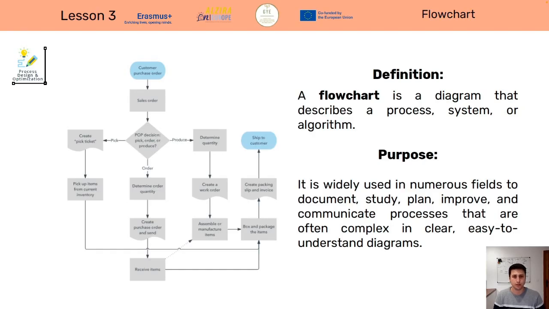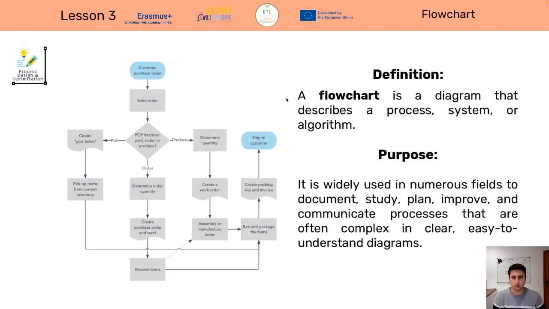A flowchart is a diagram that describes a process, system, or algorithm, and its purpose is to clearly define how a process works step by step, and to be able to communicate and share it, and document and standardize projects and processes. Okay, here we can see an example.